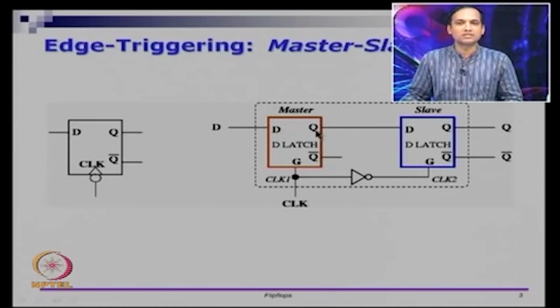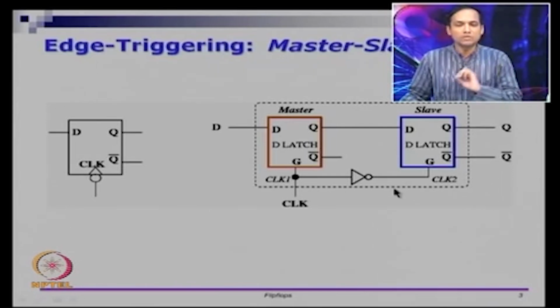We take the master's Q, or the output of the master latch, and connect it as input to the slave latch, and the output of the slave latch goes to the external world. So, in fact, the slave has two outputs, Q and Q bar. You tap those two, you get Q and Q bar for the external world. The Q bar of the master latch is not connected to anything, and from the external world point of view, it takes an input CLK and D. So, there is D and there is CLK, and there are two outputs Q and Q bar.